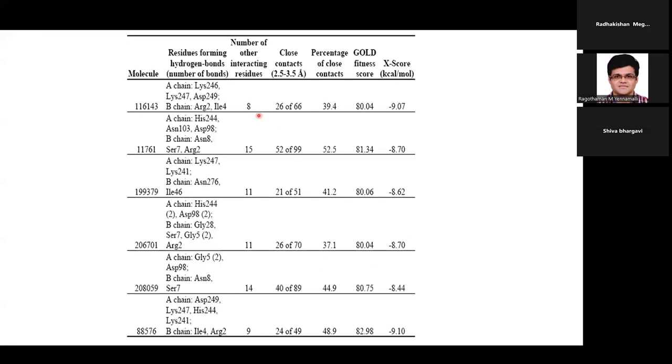Again, we ended up looking at the interactions. In this particular case, since it is locking the dimer, it has to interact with both the chains, A chain and B chain. So the residues should include both A chain and B chain. And again, you can instantly see the GOLD scores are far better, and the X-Score energies are also really good. So we ended up proposing these molecules, and we don't know who is taking care of it now, but it was a proposal that was made.